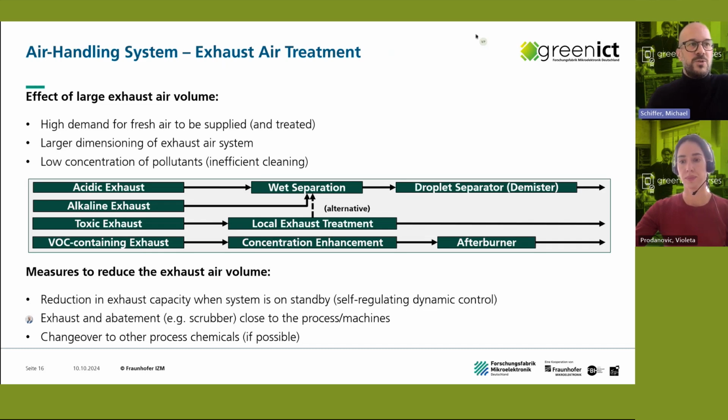You also want to have the exhaust and abatement machines near to the process machines, so that you don't have all the toxic exhaust gases going through the whole fab. And you will also look to change over to other process chemicals if possible, so that the exhaust treatment is not that intensive anymore.